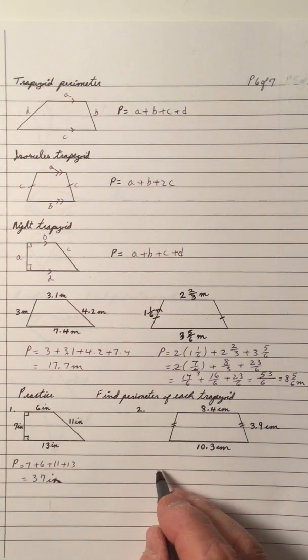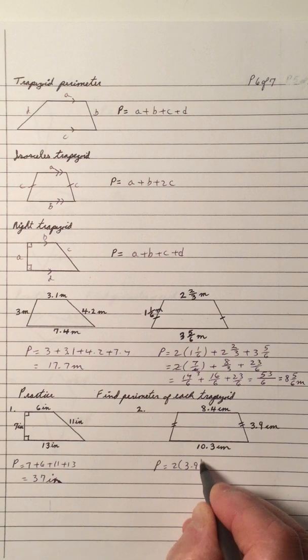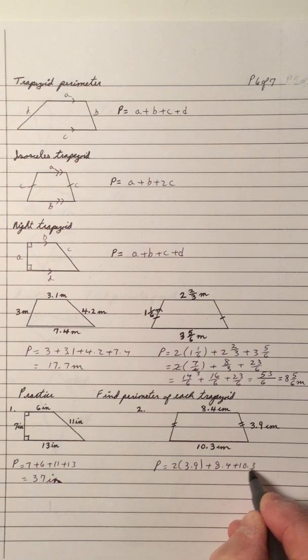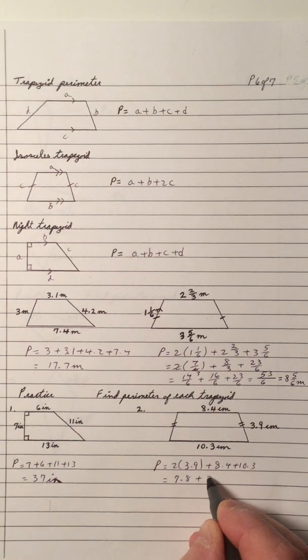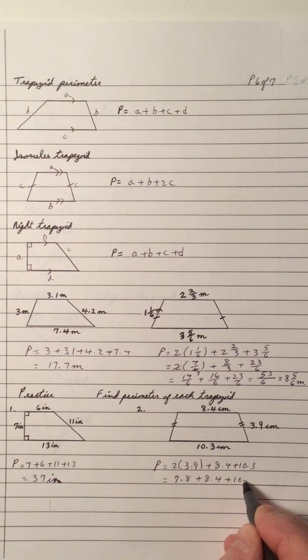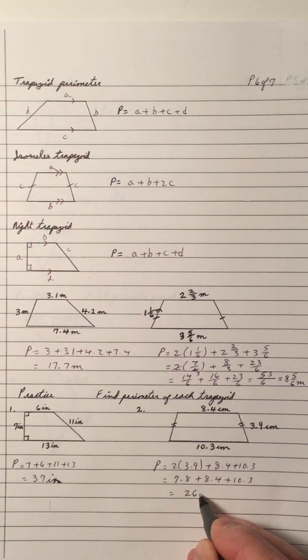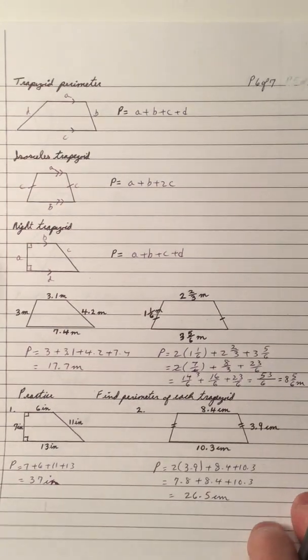Okay. And number 2, I got 2 sides the same, so the perimeter is twice the 3.9 because there's 2 of them that are equal. And I got an 8.4, add on 10.3. And 2 times 3.9 is 7.8, 8.4, 10.3. And if I add all that up, I will get 26.5. Yep. This is 12. And 3 is 15, carry 1, 16, 26.5, and it's in centimeters. So we have the trapezoid done.